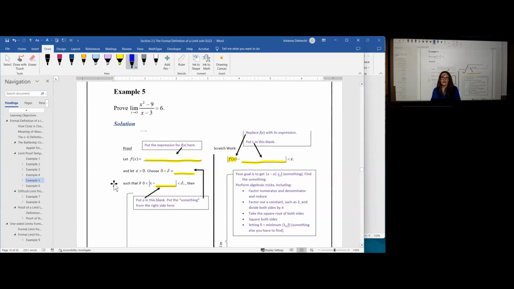In example 5, we're going to try another technique, which is to factor the numerator and denominator and try to get something to cancel. I'm going to pause the video. I want you to try this one on your own, even though it's a type you haven't seen, and see if you can figure it out. Then turn the video back on and we'll go through it.